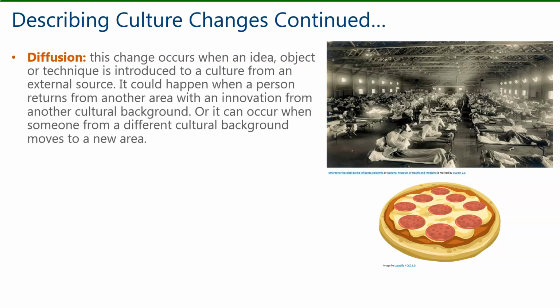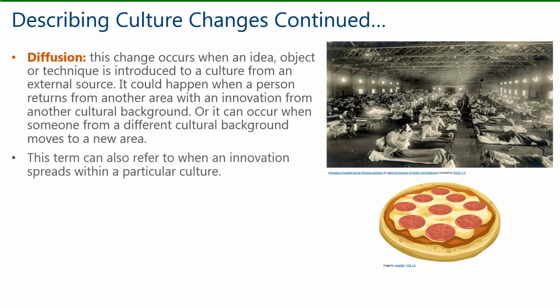The next way to describe cultural change is diffusion. Diffusion occurs when an idea, object, or technique is introduced to a culture from an external source, so not from within the culture. It could happen when a person returns from another area with an innovation from another cultural background. Or it can occur when someone from a different cultural background moves to a new area. This term can also refer to when an innovation spreads within a particular culture.